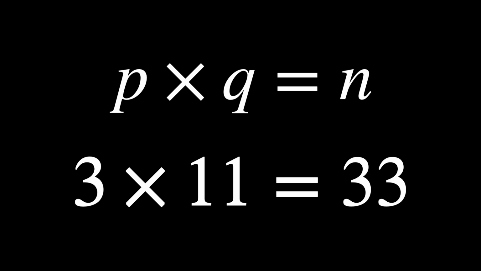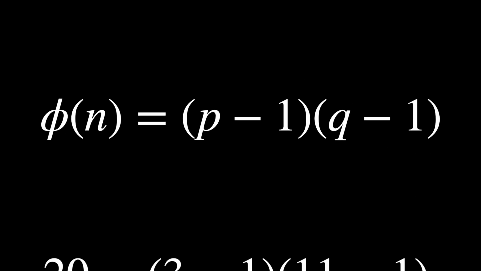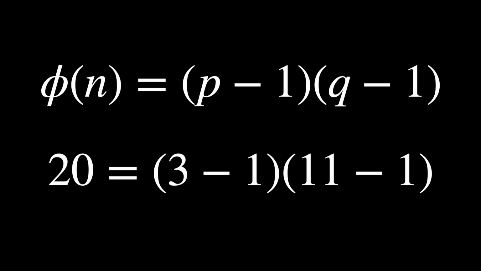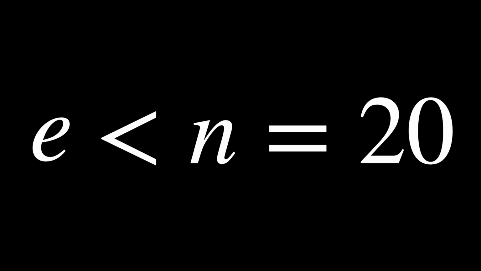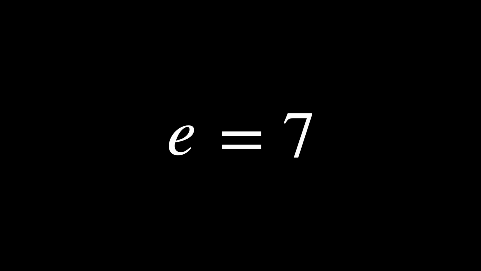Sophia multiplies these two primes together to get a number called N: 3 times 11, 33. Sophia calculates the totient phi of N, which for us is (3 minus 1) times (11 minus 1), or 20. She picks a number called E, or a public exponent, that is less than n and relatively prime to phi of n, say e equals 7.